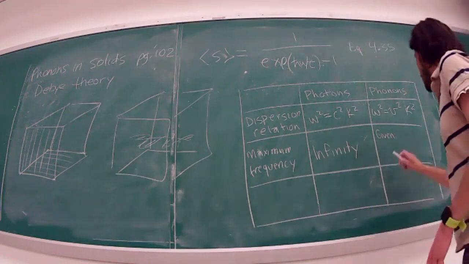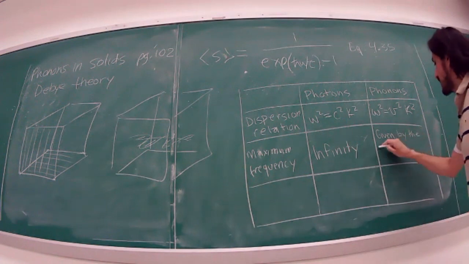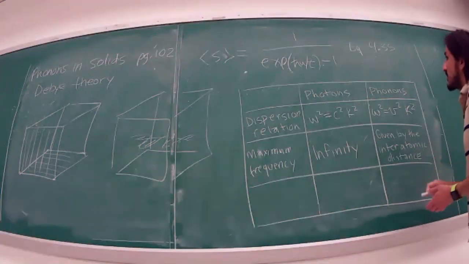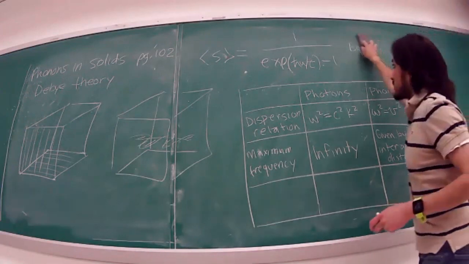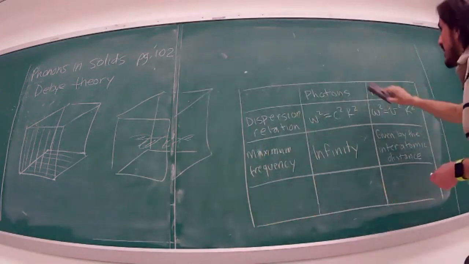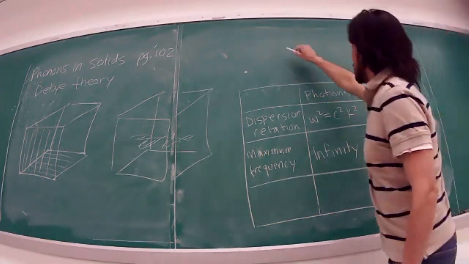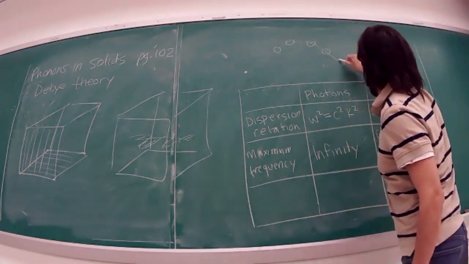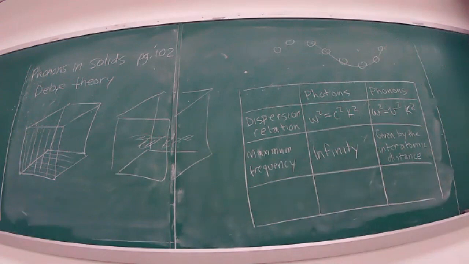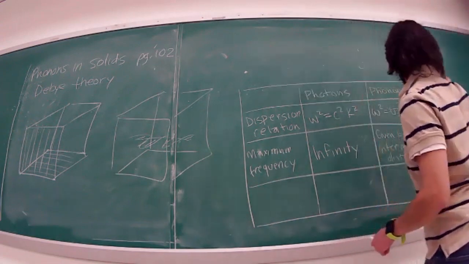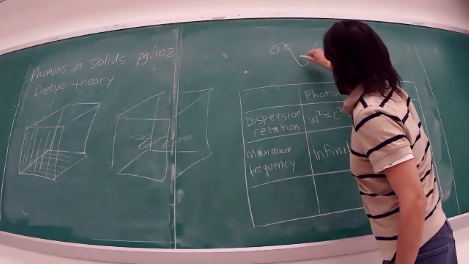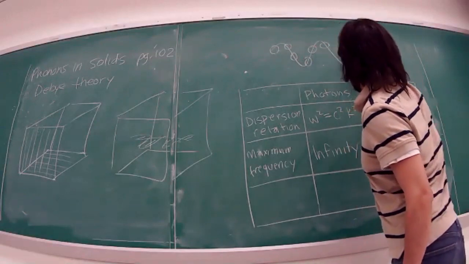But this is given by the interatomic distance. So we can look at this case. If the wave has a long wavelength, then it's going to look like that, and your atoms are over here. Right? But if you have a wave that is shorter wavelength, kind of like this, then your atoms start to look like this, right?